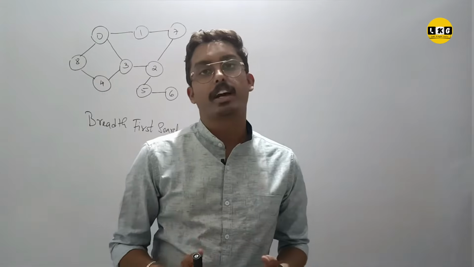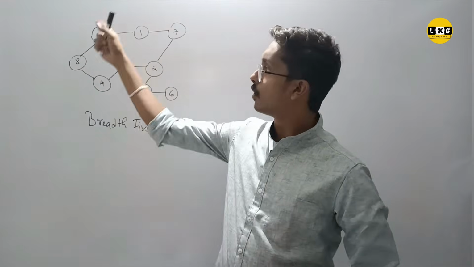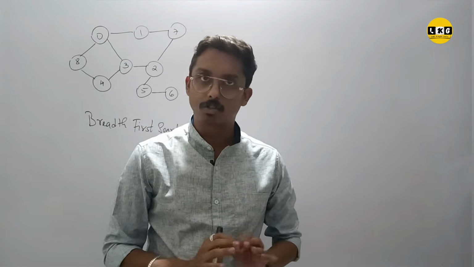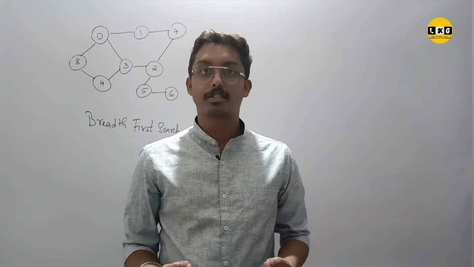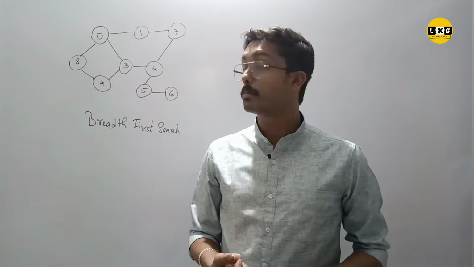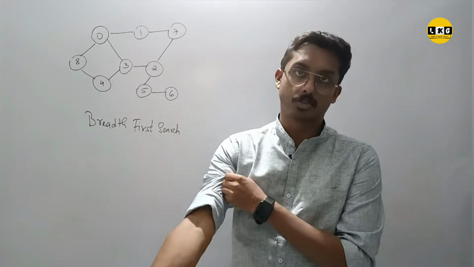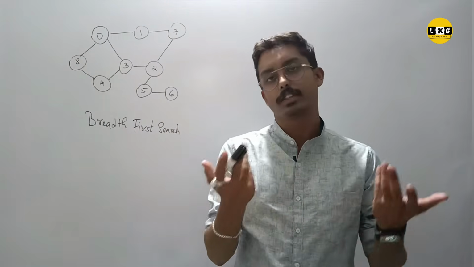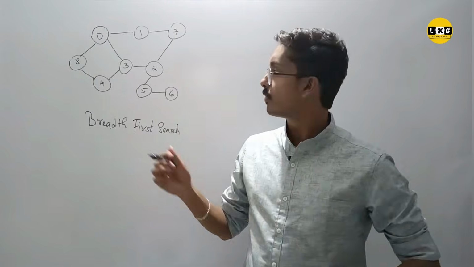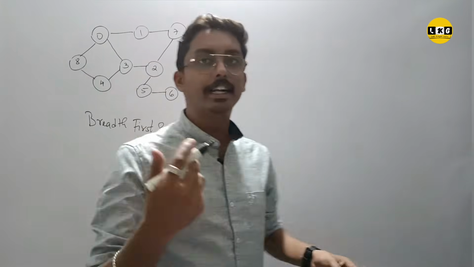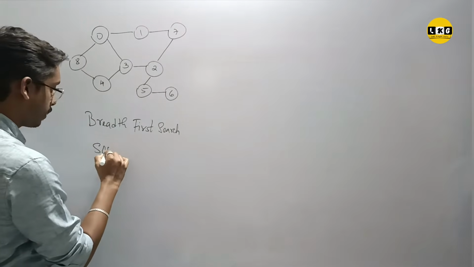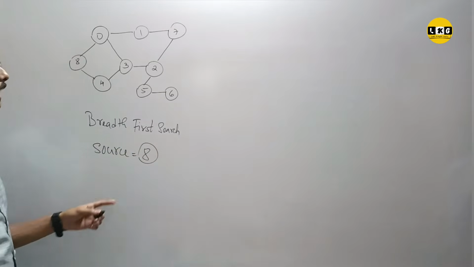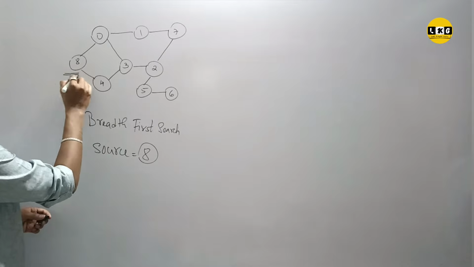See, in BFS as well as DFS, we can take any node as a source. Particularly, there will be no source given. But in exams, to reduce the work of invigilators, they might give the source. If the source is not given, you can take any one of the nodes as a source. If the source is given, start with that node. So for example, now the source is not given. I'll take the source as 8. This is my source and I need to start traversing from this node.